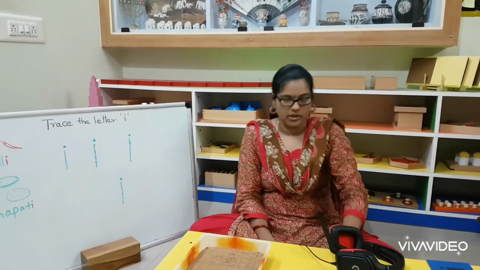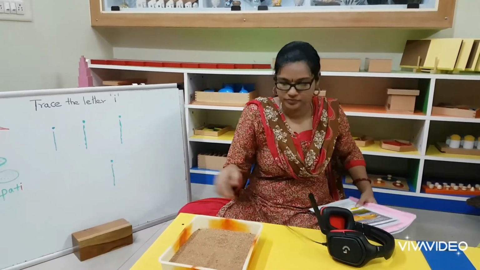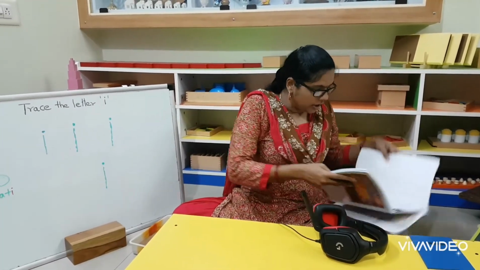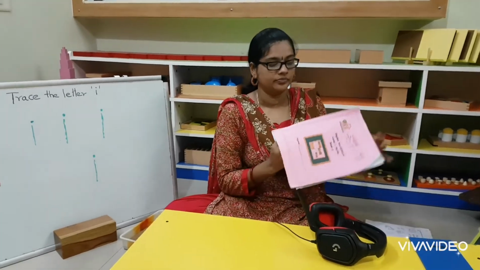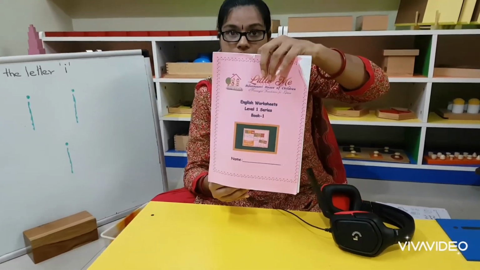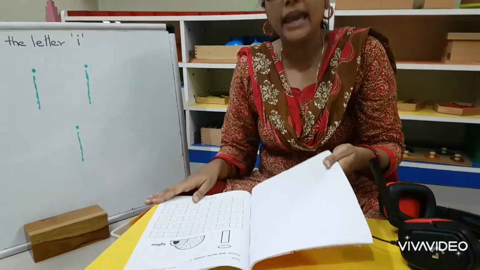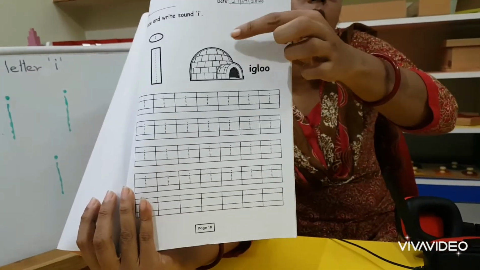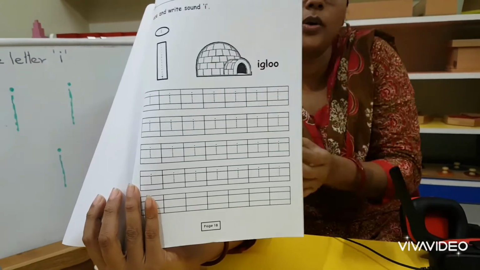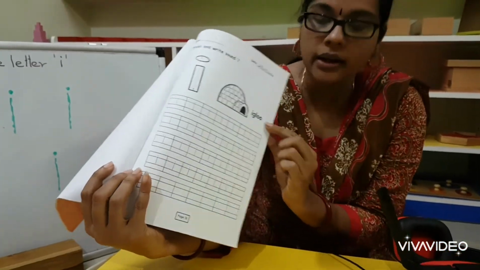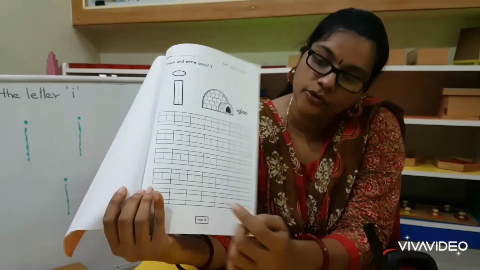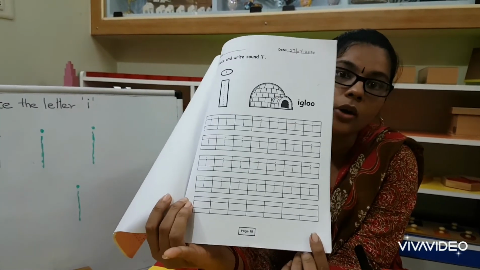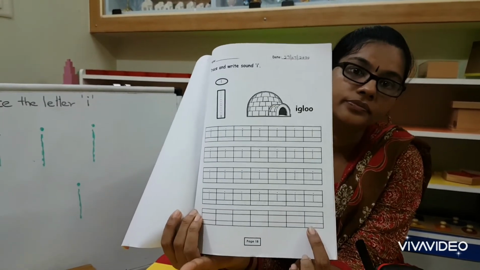Okay? It's book time now. Today you will take your English workbook and go to page number 18. Are you able to see the picture of igloo? Okay, so as usual, trace along, and we have also given a space for you to write alone. Without tracing, you can start writing alone here. Okay?